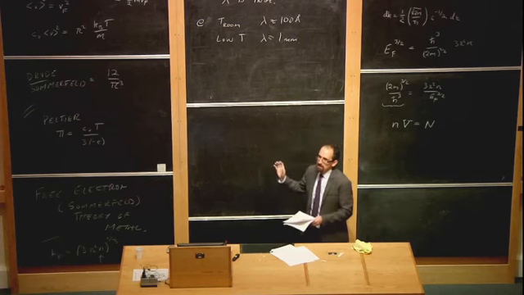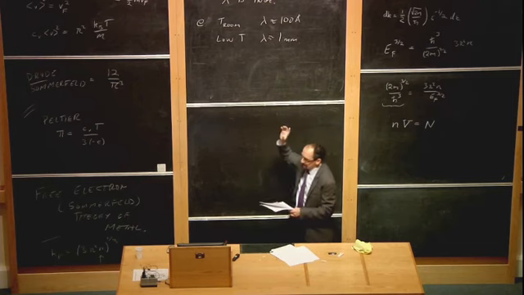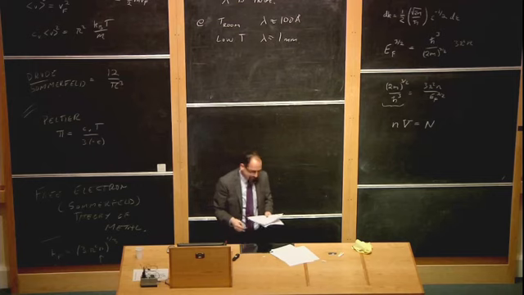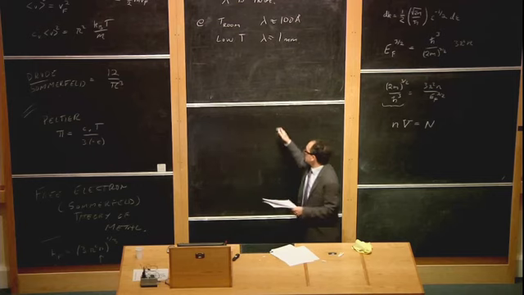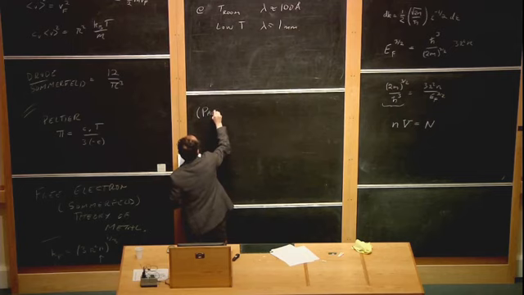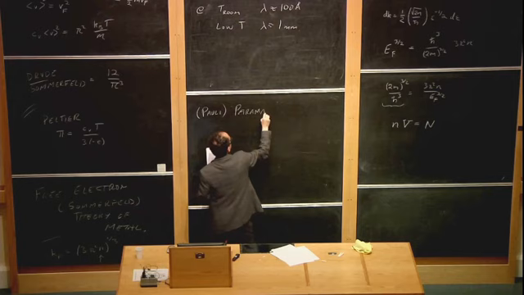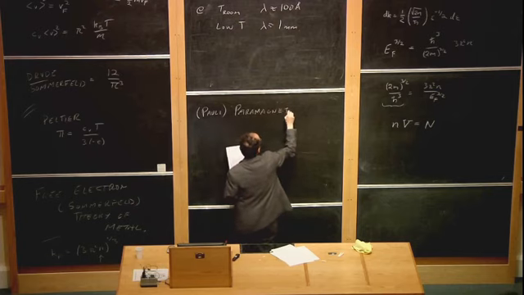But I think it fits in here well because it really is based on exactly the same business that we just went through. And the particular type of magnetism we're going to study is what's known as Pauli paramagnetism of free electrons.